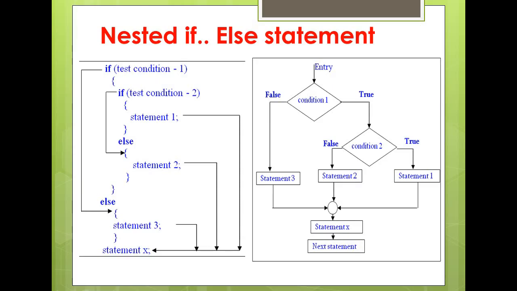If condition 1 is true and condition 2 is also true, it executes one set of statements. If condition 2 is false, statement 2 will be executed. After that, all paths arrive at statement X. So this is the concept behind the nested if else statement.